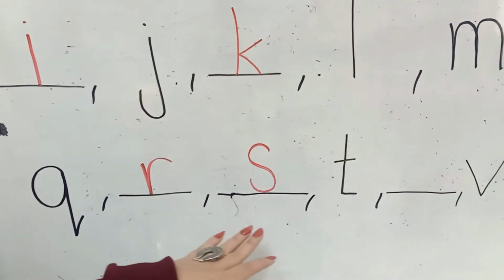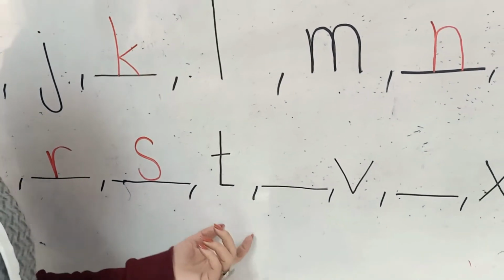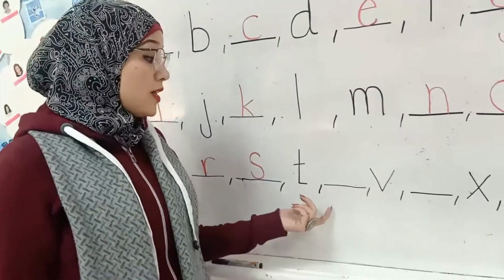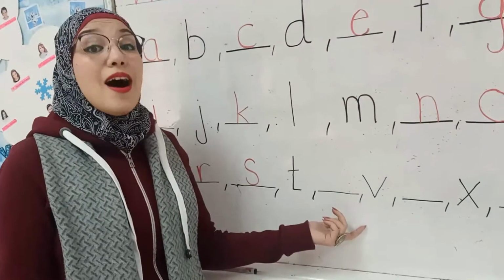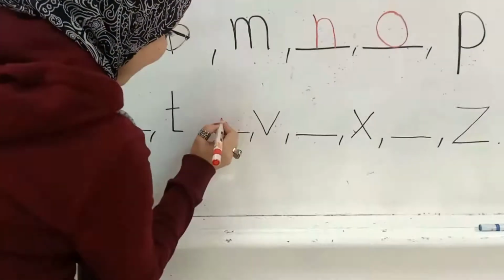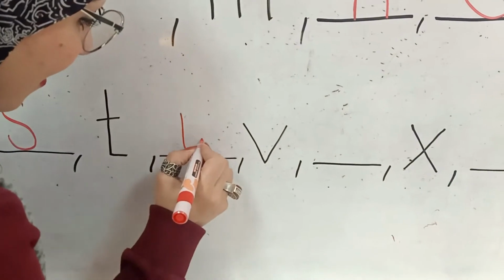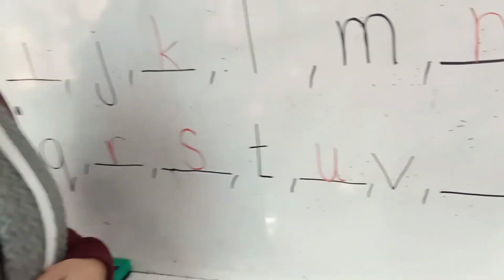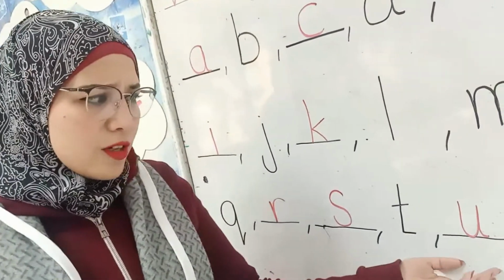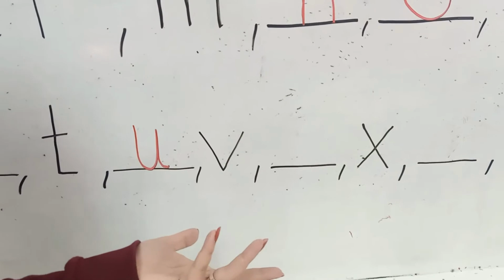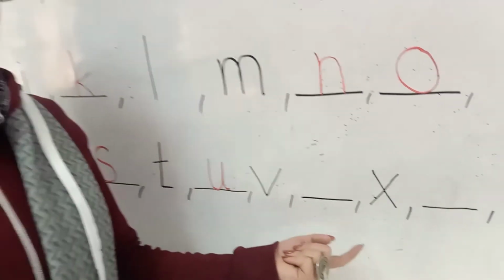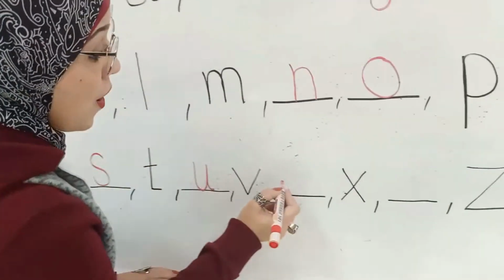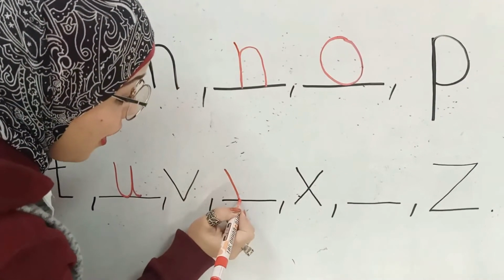Q, R, S, T. What is the letter that follows letter T? Can you tell me? After T comes U. After U comes V. What is the letter that follows letter V? After V comes W!